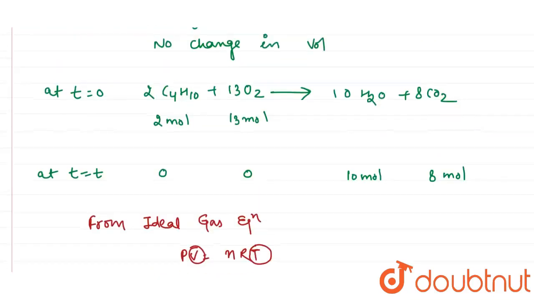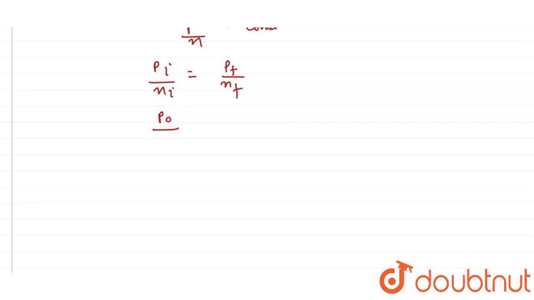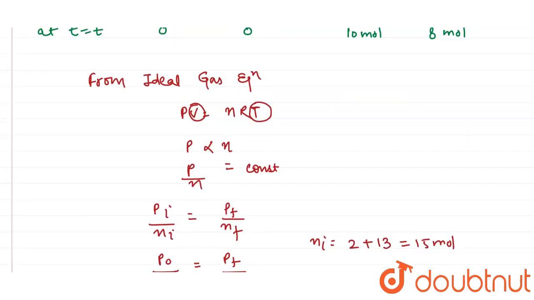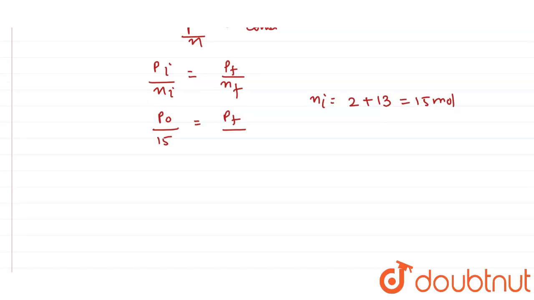At initial there are 2 moles of butane and 13 moles of oxygen. That means n initial total is equal to 2 moles of butane plus 13 moles of oxygen, that means 15 moles. Total moles are 15 at initial time. 15 moles is equal to P final, which we have to find out, upon n final, that is after reaction there are 10 moles of H2O and 8 moles of CO2. So the total moles at final is 10 moles of H2O plus 8 moles of CO2, that is 18 moles.